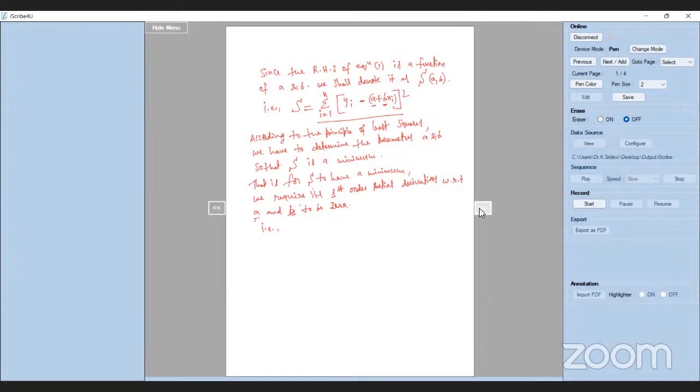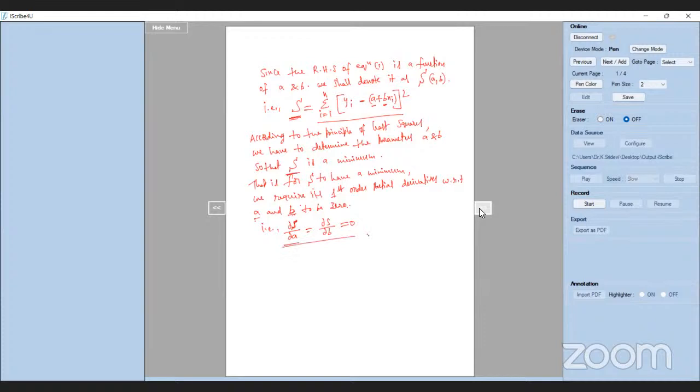So what is the first order partial derivative of S with respect to A? Dou S by dou A. And the partial derivative of S with respect to B is dou S by dou B. Both are equal to 0. So this is the condition for S to be a minimum. Okay, now we follow this condition.